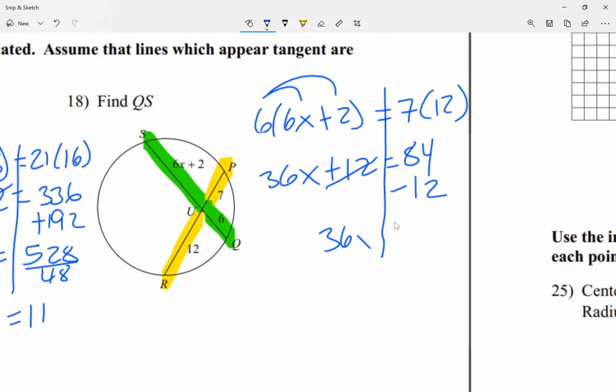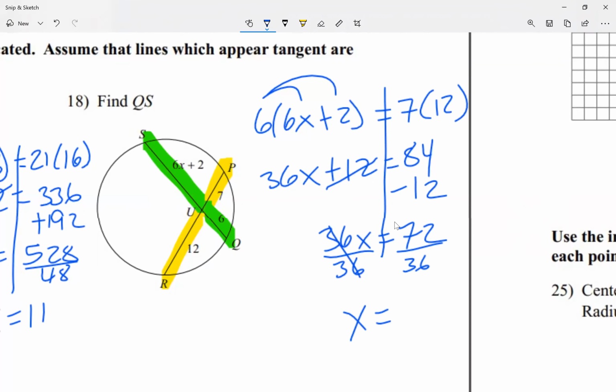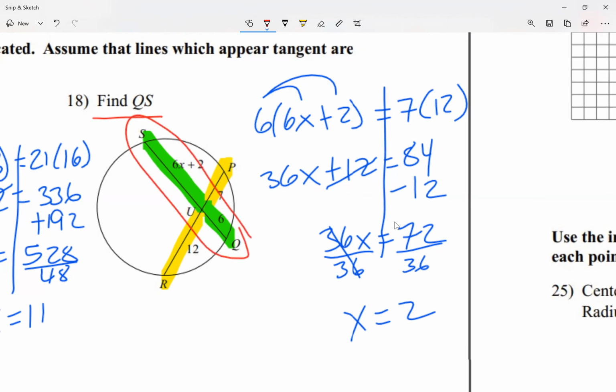So 36x is equal to 72. Right, 84 minus 12 is 72. Now let me divide by 36. 72 divided by 36 is 2. So x equals 2. Now let me go back to the instructions. It says find QS, the measurement QS. So from Q all the way to S, that is all this chord.